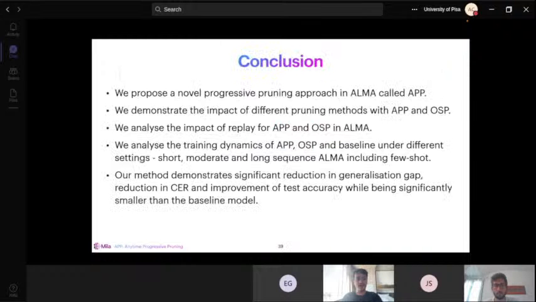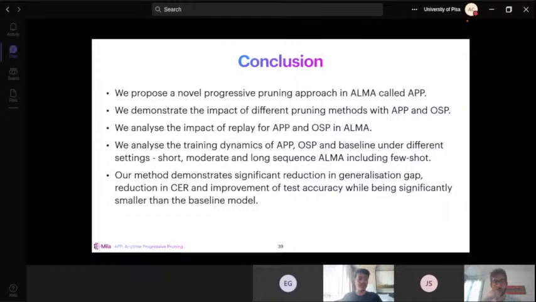In conclusion, we propose a novel progressive pruning approach in ALMA, which is called APP. We demonstrate the impact of different pruning methods, both with anytime progressive pruning and with the one-shot pruning baseline that we propose. We also analyze the impact of replay for APP and OSP in ALMA. We analyze the training dynamics of APP, OSP, and baseline under different settings, which are short sequence length, moderate, and long sequence ALMA, including a few shot regime as well.